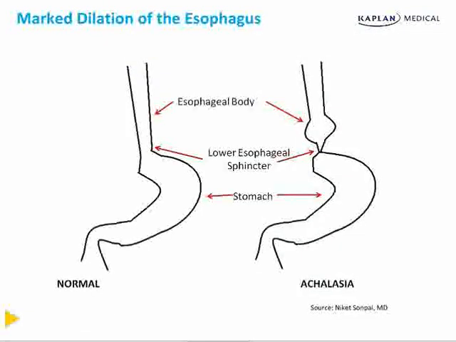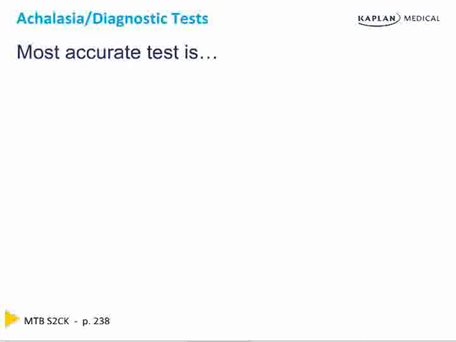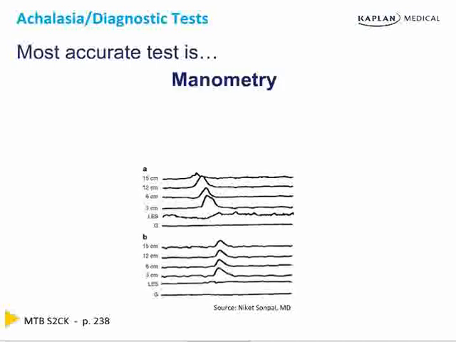Here's a side-by-side comparison of a normal esophagus and one that is afflicted with achalasia. Notice the marked dilation of the esophageal body proximal to the LES. The most accurate test in diagnosing achalasia is manometry. In manometry, a probe is placed into the esophagus that measures the pressures of the concentric and longitudinal muscles. The hallmark finding you need to know for the USMLE is the following phrase. There is incomplete relaxation of the LES in response to swallowing. There is also high resting LES pressures and absent esophageal peristalsis.